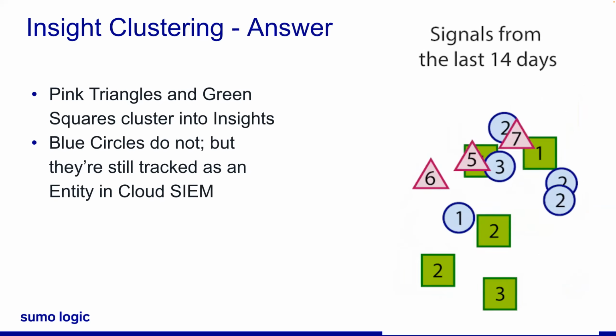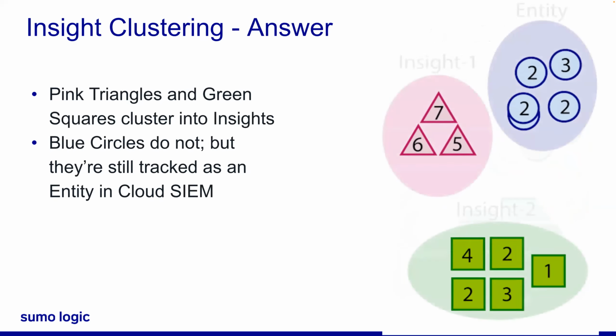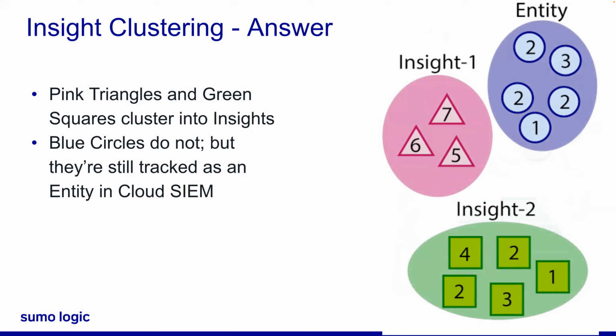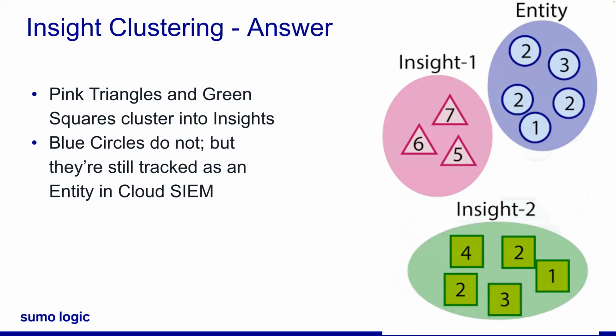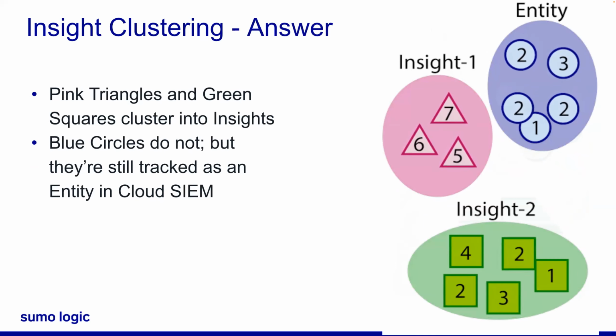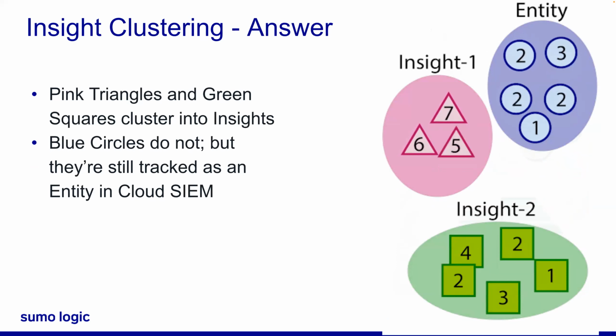So let's look at entity A first. Let's look at the pink triangles. Those pink triangles are going to cluster together into an insight, as Lucas identified. Now, there's only 3 signals there, but they have a relatively high severity score. And the total activity score for entity A, the pink triangles, is 18. 5 + 6 + 7. So those form an insight.